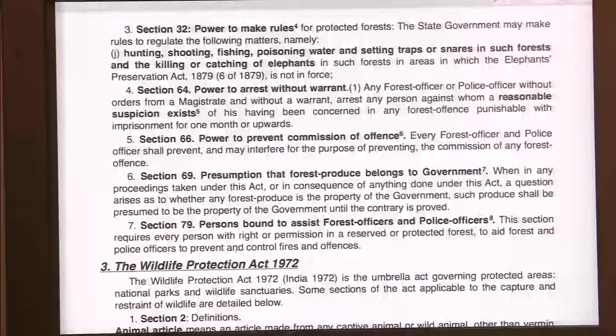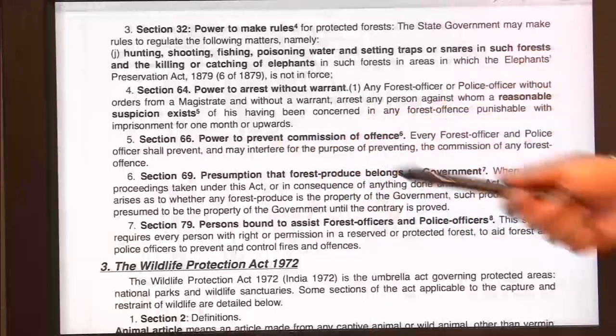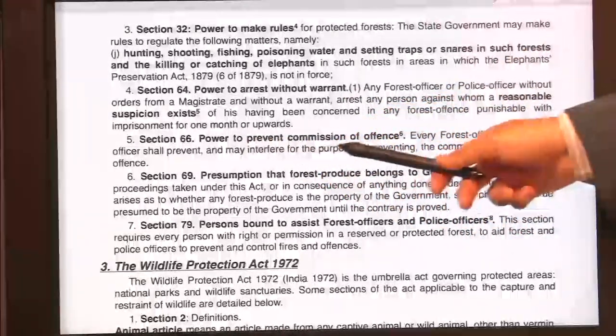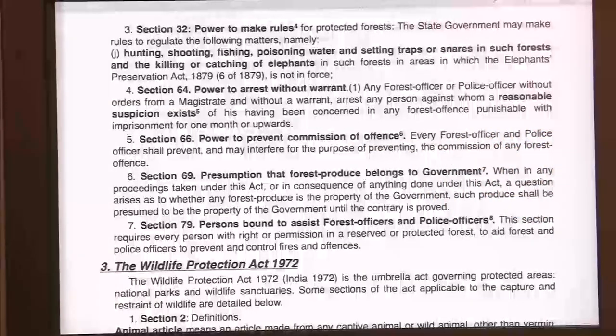But offenses that have a graver outcome, for instance rape or murder, come under the category of cognizable offenses. So, you do not require a warrant, you can directly go and arrest that person. All of these offenses are cognizable offenses. Next, the forest officials and the police officials have the power to prevent commission of an offense. So, we can take action even before an offense has been committed.